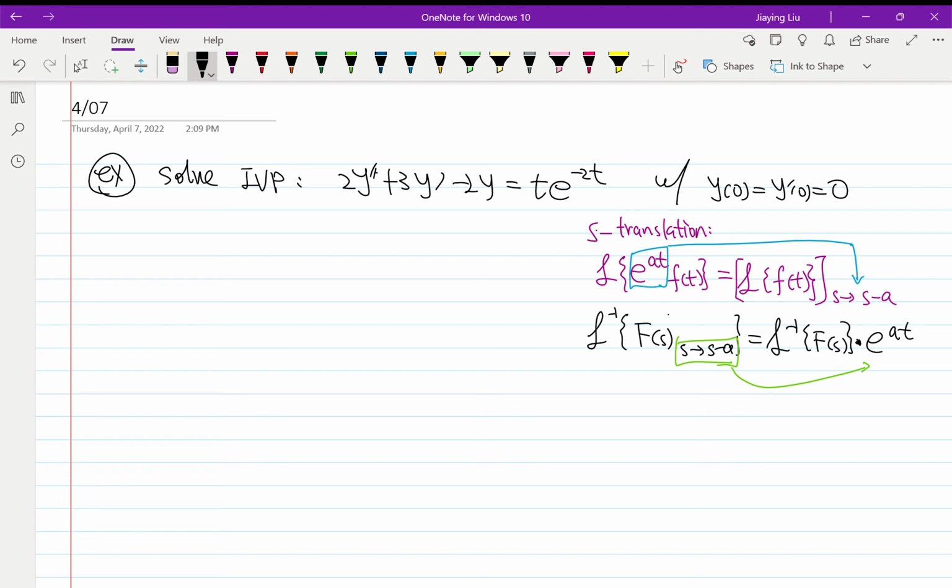Let me begin by taking the example and finding the Laplace transform of every term. I'm going to skip some details there, so that will be 2 times the Laplace transform of y double prime, plus 3 times the Laplace transform of y prime, minus 2 times the Laplace transform of y, and that's equal to the Laplace transform of t e to the negative 2t. That's the beginning step.